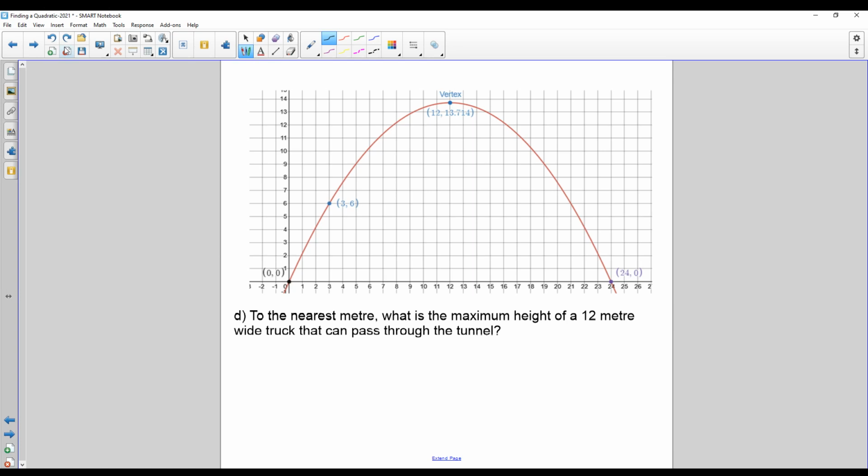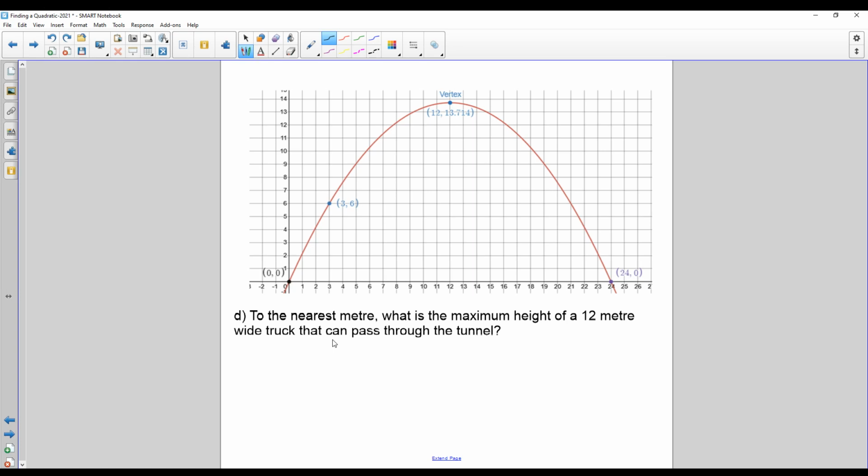Now, we're going to continue this question. We're going to ask something else. And let's hear your thoughts on this, right? I don't want to be the one talking all the time. Let's say this was the challenge question. You saw this on the test, on the assignment test on Wednesday, and you're trying to figure out how to do this. To the nearest meter, what's the maximum height of a 12-meter wide truck that can pass through the tunnel?